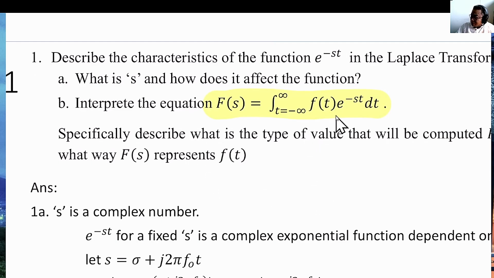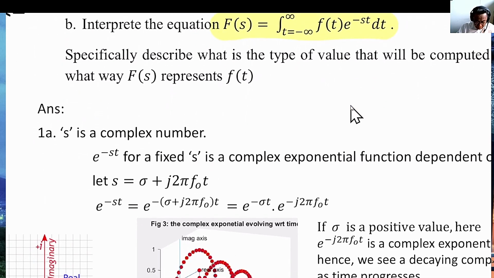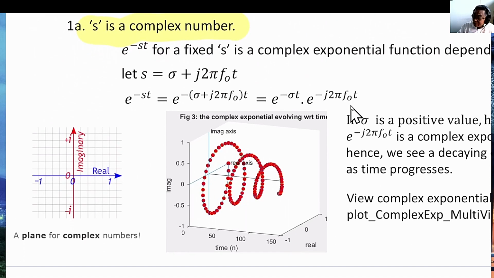Let's start with s first. S is a complex number. So what is a complex number? It is this little guy here.